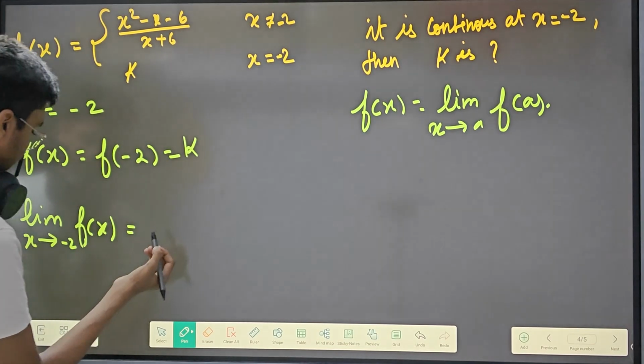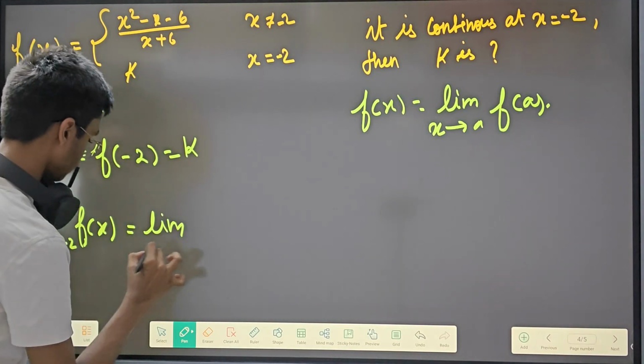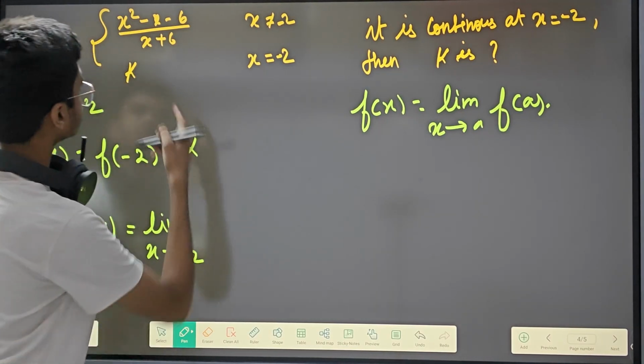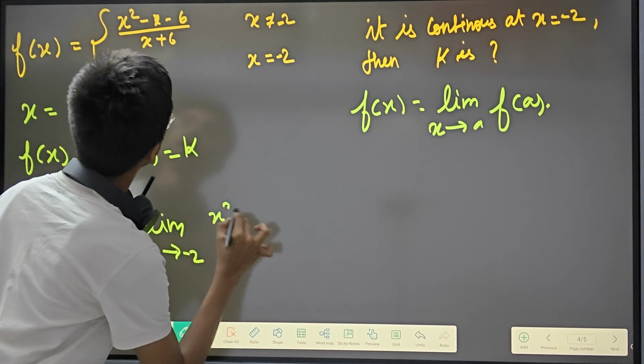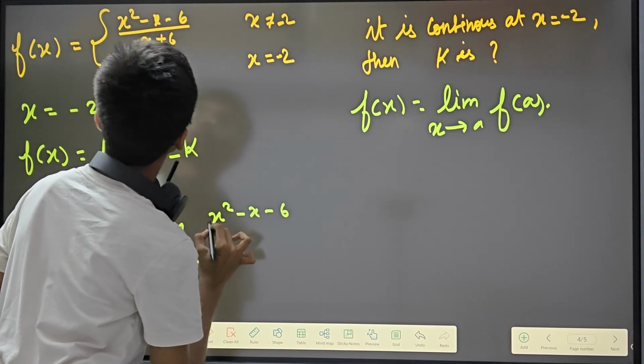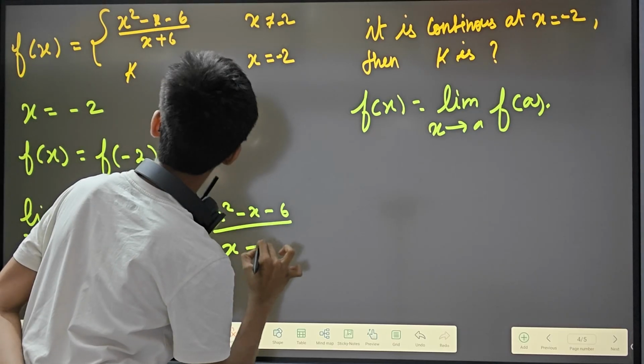So the limit as x tends to minus 2, this value you put, of x square minus 6 whole divided by x plus 6.